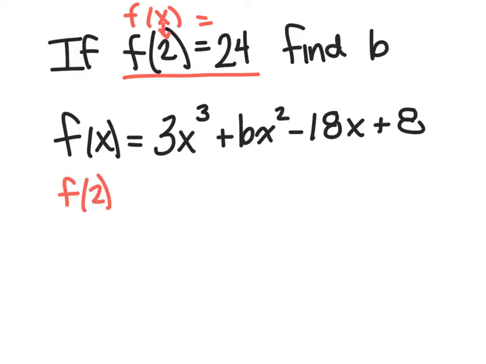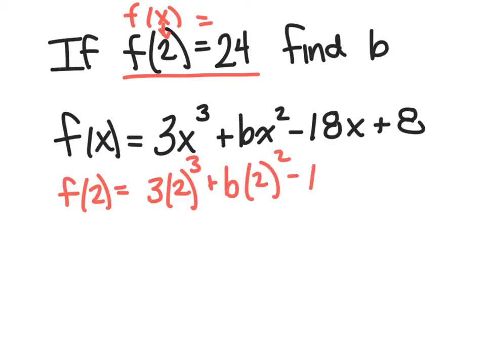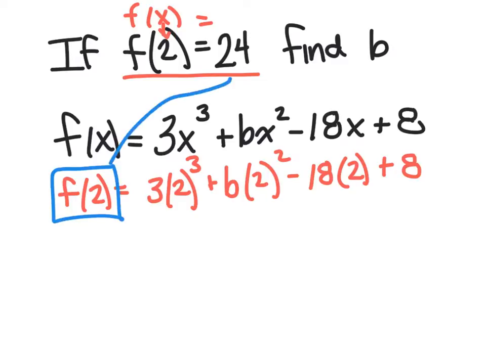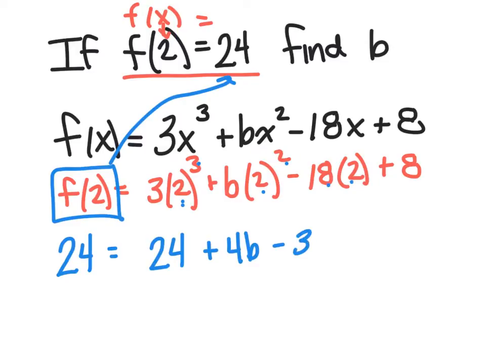So f of 2 is equal to 3 times 2 cubed plus b times 2 squared minus 18 times 2 plus 8. Now, take note here, we already know what f of 2 is. They told us f of 2 equals 24. So 24 equals. All right, let's watch our math here. 2 cubed is 8. 8 times 3 is 24. 2 squared is 4, so plus 4b. Minus 8 times 2 is 16, so 36 plus 8.